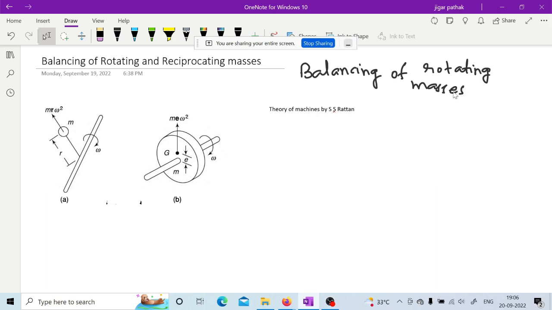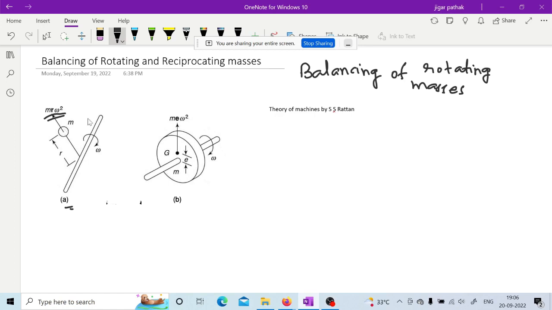Whenever we are having machine elements having rotating motion or reciprocating motion, there must be some centrifugal forces generated if there is any unbalanced mass present in our component. Here two different examples are given. The first example is a mass m rotating at a radius r from the rotational axis. If that is rotating at that particular distance, it will have the centrifugal force m r omega square, and because of that there is an unbalance.